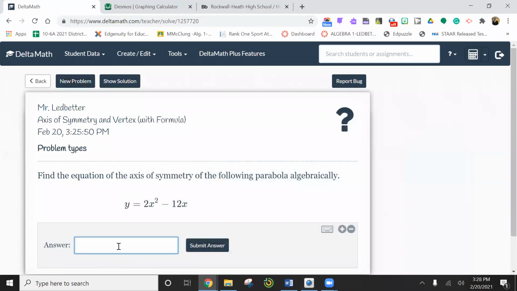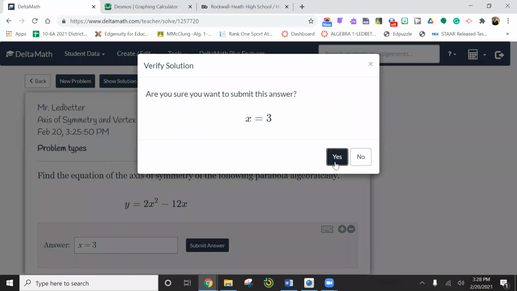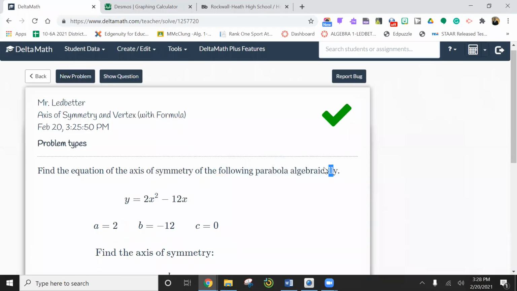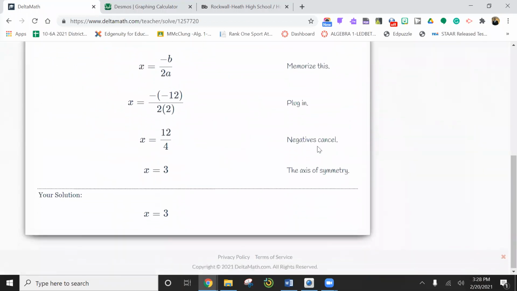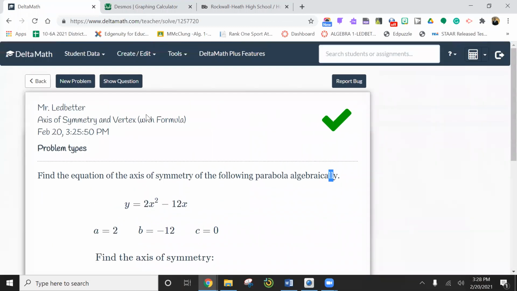So they want to find the equation. So we're going to say x equals 3. And we are right. Boy, I'm glad I reread it. See, that's what happens when you get in a hurry. You're not paying attention. You mess up a little bit.